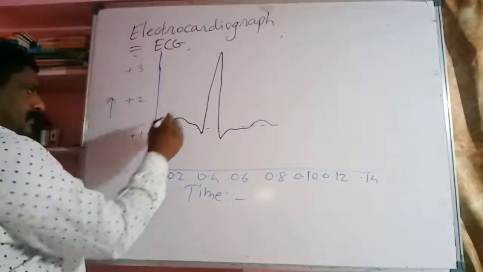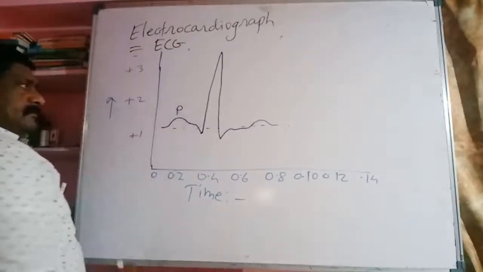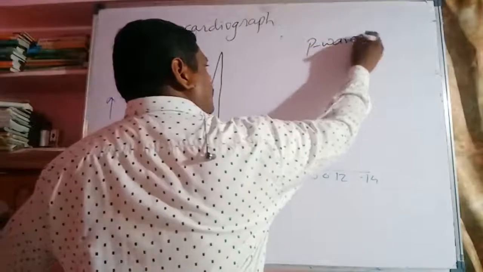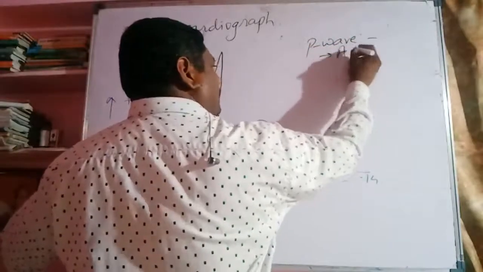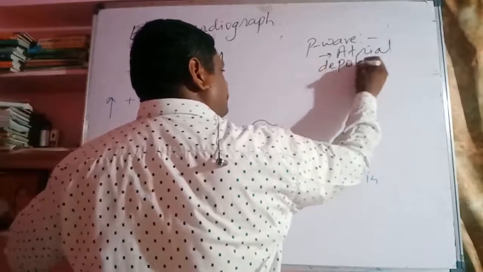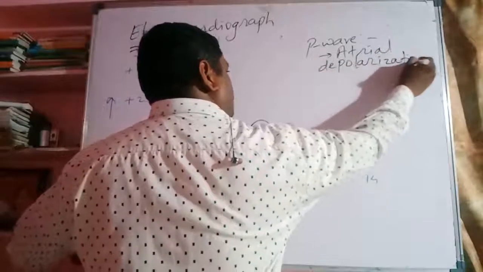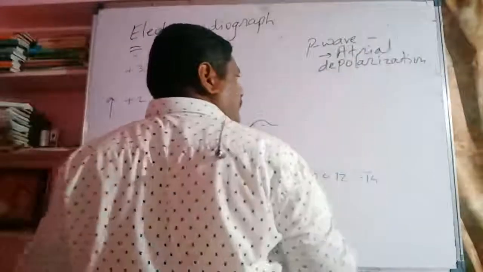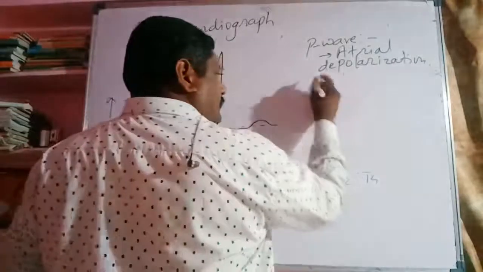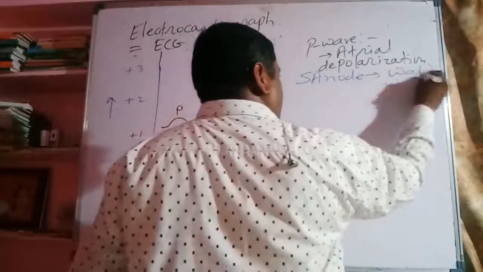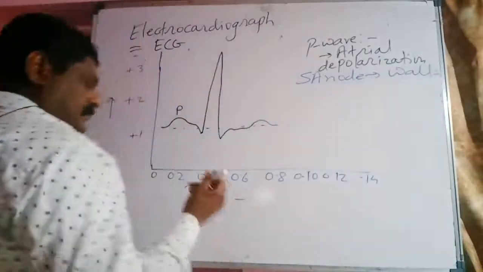These are named. This one is the P wave, the upward elevation. It indicates the atrial contraction, atrial depolarization, contraction of the auricle, spreading of impulse from the SA node to the wall of the auricle. P wave.